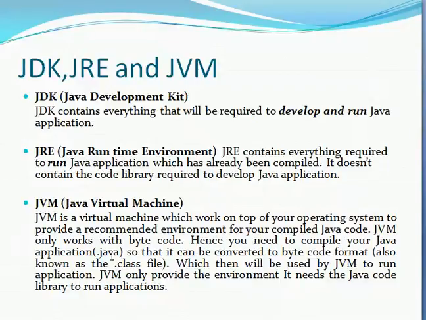The third one is the Java Virtual Machine, in short JVM. JVM is a virtual machine which works on top of your operating system to provide a recommended environment for your compiled Java code. JVM only works with bytecode. Hence, you need to compile your Java application .java file so that it can be converted to bytecode format, also known as the .class file, which will then be used by the JVM to run the application. JVM only provides the environment. It needs the Java code library to run the application.